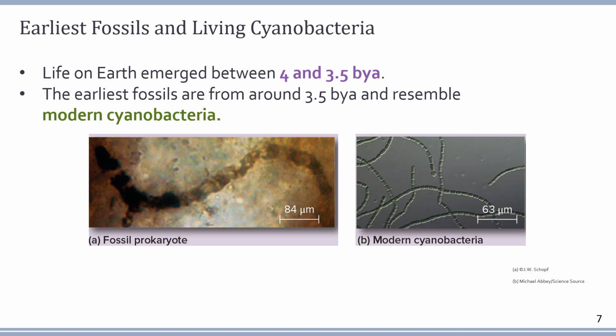Our earliest fossils are estimated to date between 4 and 3.5 billion years ago. Now, it is very possible that there were organisms before this time, and there probably were organisms before 4 billion years ago. But the earliest fossils we have date from around 3.5 billion years ago. And those fossils are believed to be prokaryotes, simple-celled organisms, and resemble modern cyanobacteria.